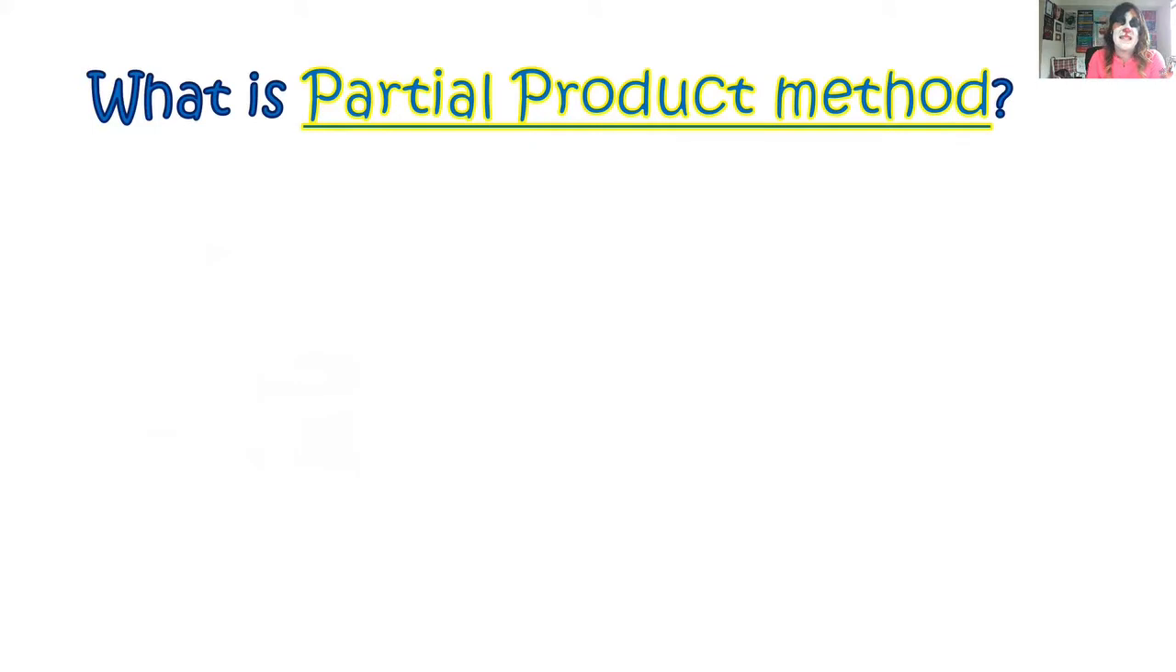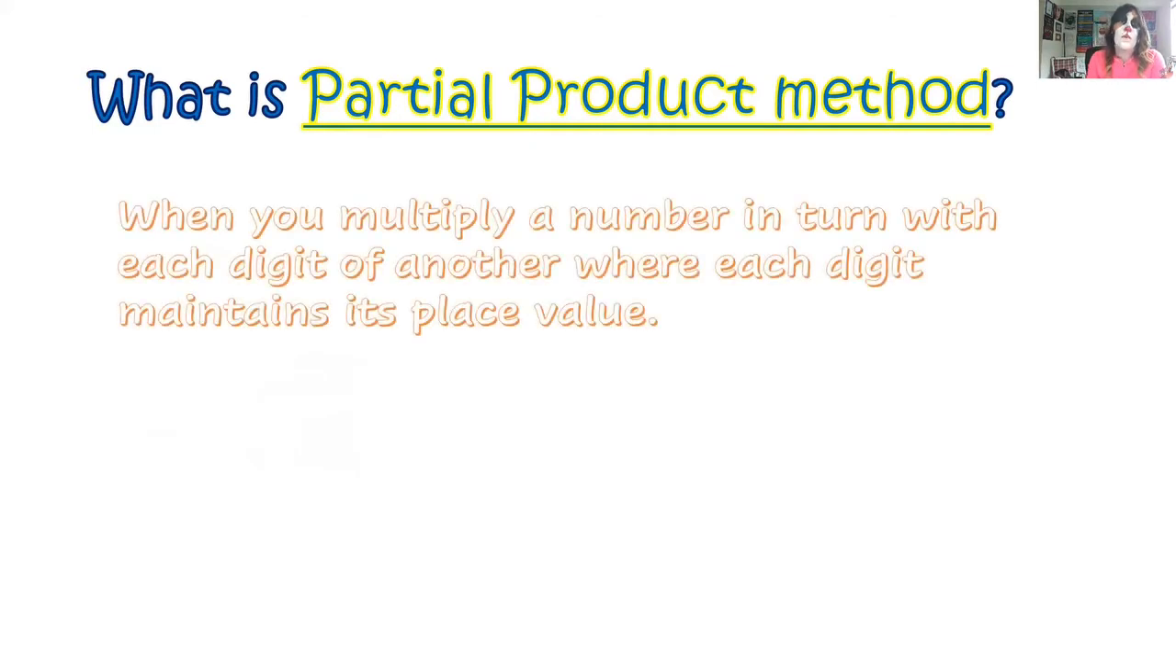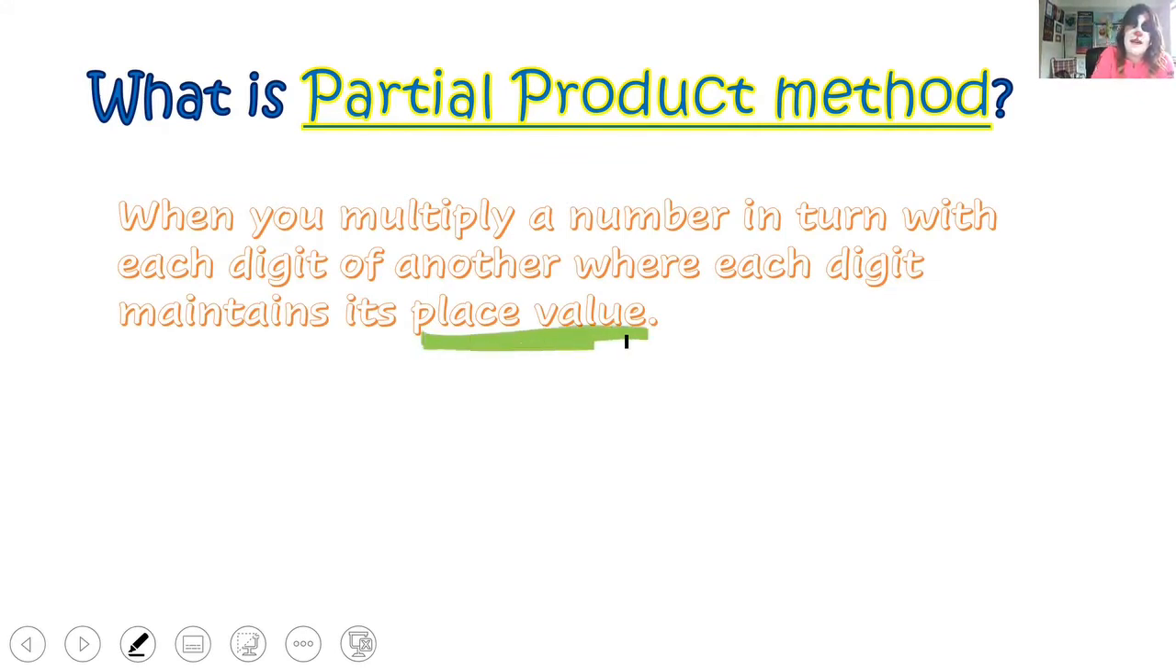So, what is the partial product method? Well, a partial product is when you multiply a number in turn with each digit of another, where each digit maintains its place value. Now, the key word I want you guys to notice is place value. Okay, because we've been talking about that a lot in class, and it is very important here.